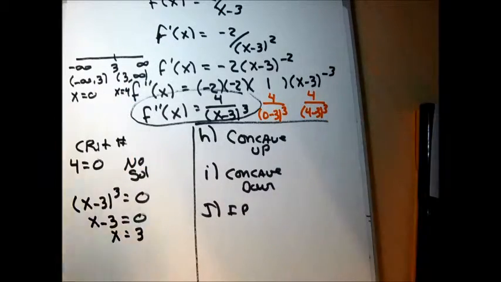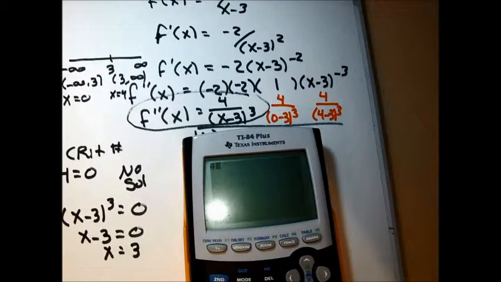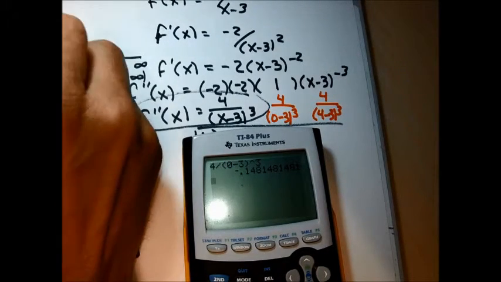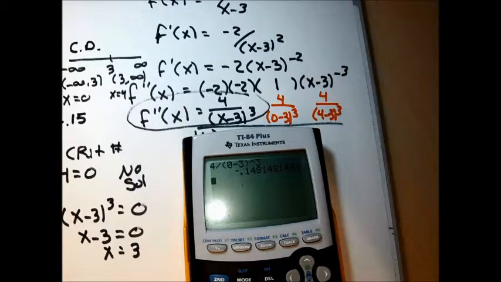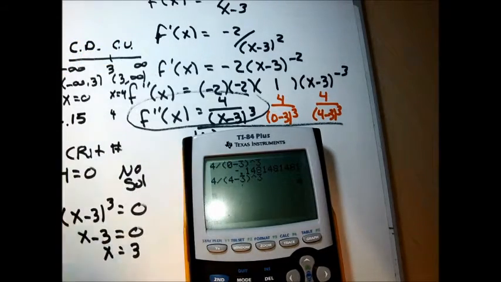And that I'm going to do from the main screen on my calculator. I can't do it from the graph screen. So second quit. First one I do 4 divided by parentheses 0 minus 3 up arrow 3. And I get negative 0.14 or negative 0.15, which means the graph is concave down in that interval because I got a negative. For the next one I go 4 divided by parentheses 4 minus 3 up arrow cubed, and I get 4, which is a positive number, so in that interval the graph is concave up.